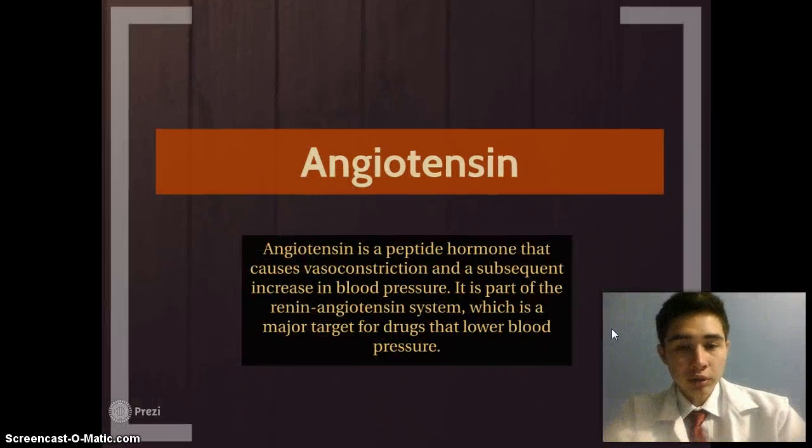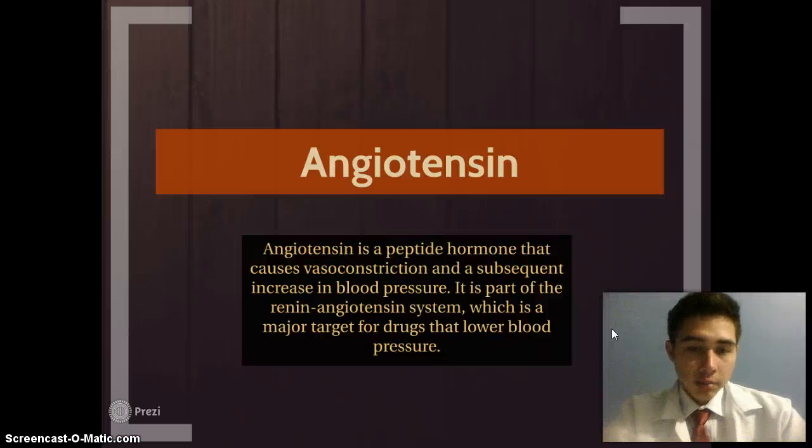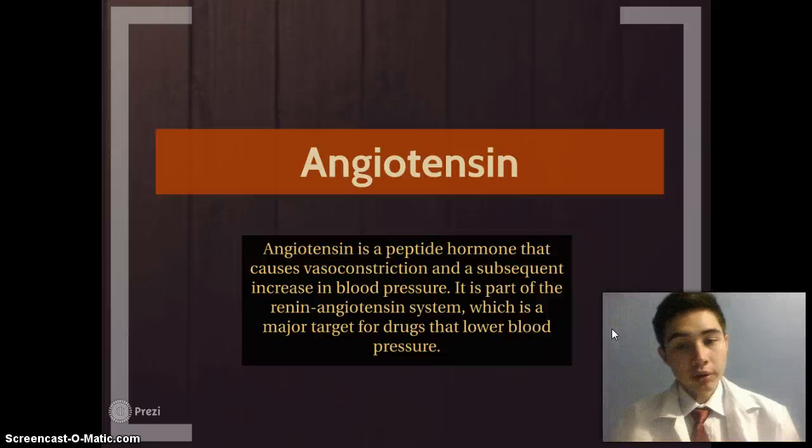Angiotensin is a peptide hormone that causes vasoconstriction and a subsequent increase in blood pressure. It is part of the renin-angiotensin-aldosterone system, which is a major target for drugs that lower blood pressure.